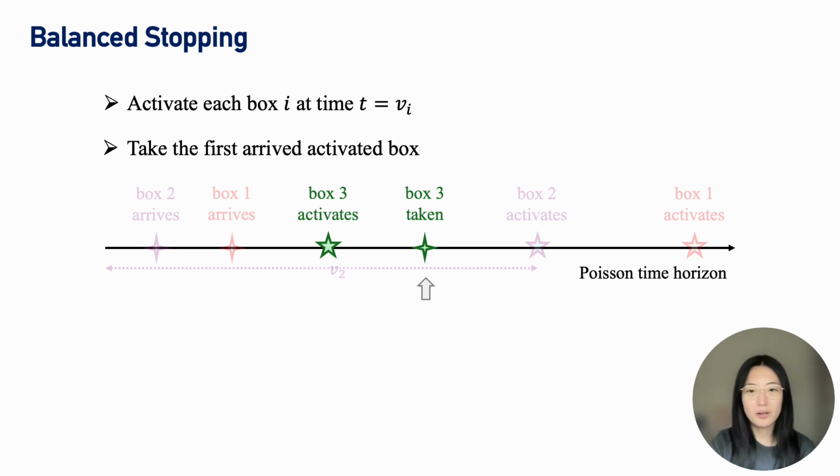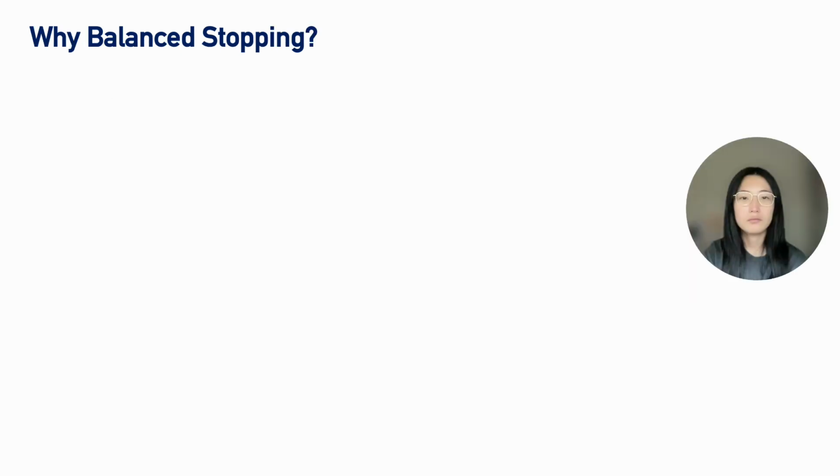And in this balance stopping, we make sure that the taken volume is at most the real time that we spent on opening boxes, which means that the volume is small enough for being taken. And this somehow balances the exploitation cost and the exploration cost, so we call it balance stopping.